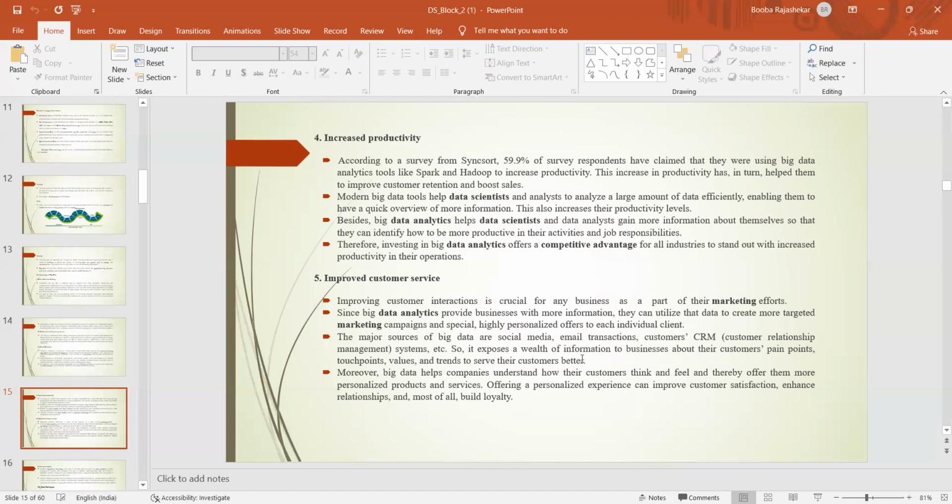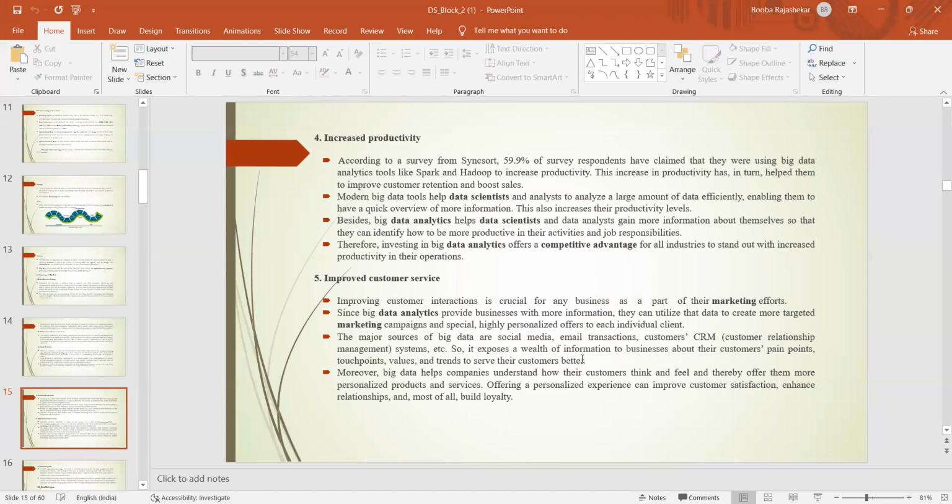The major sources of big data are social media, email, transactions, and customer CRM, customer relationship management. It exposes a wealth of information to the business about their customers' pain points, touch points, values, and trends to serve the customer better.